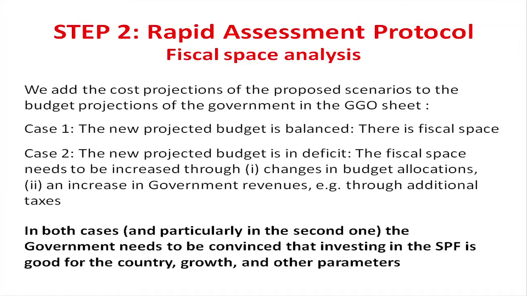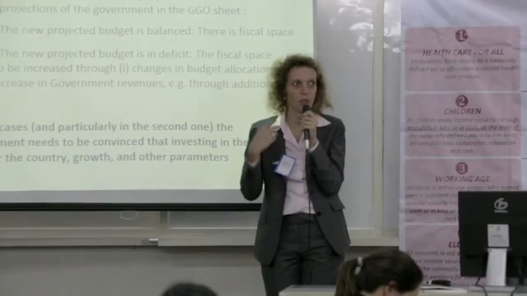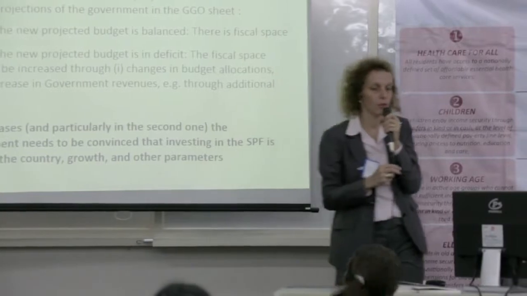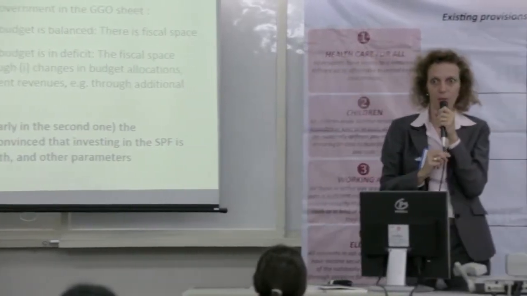You project the budget of the government, including these additional costs. In case it is balanced, it means there is fiscal space. In case it is not balanced, which is often the case, it means that there is not yet fiscal space, and you need to work with the government on trying to find additional fiscal space.